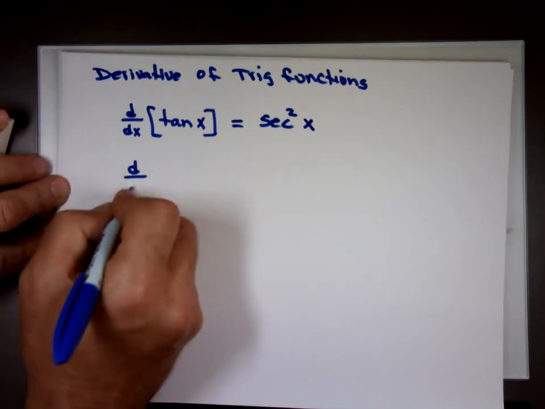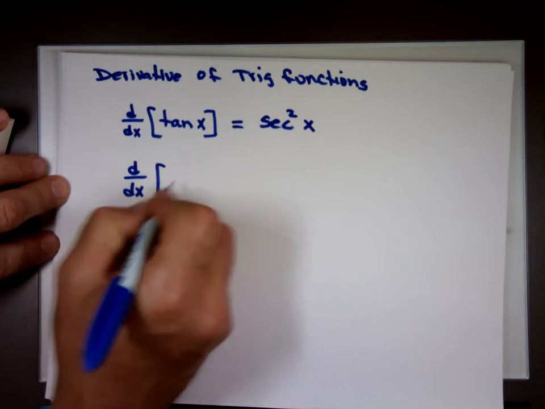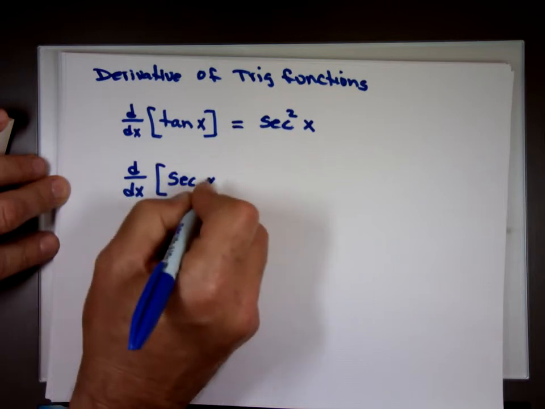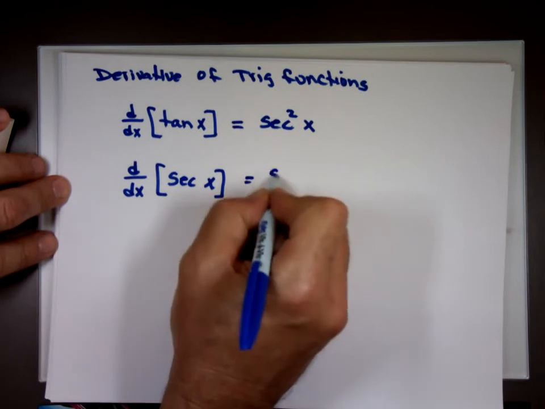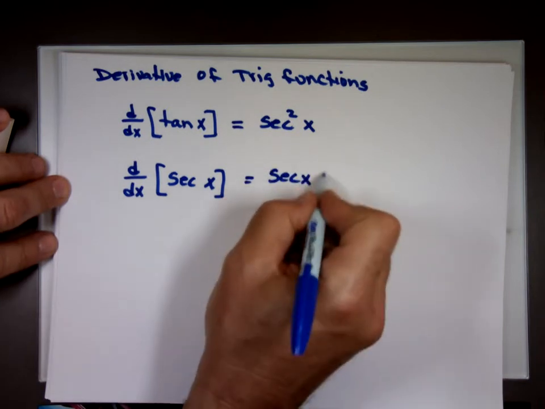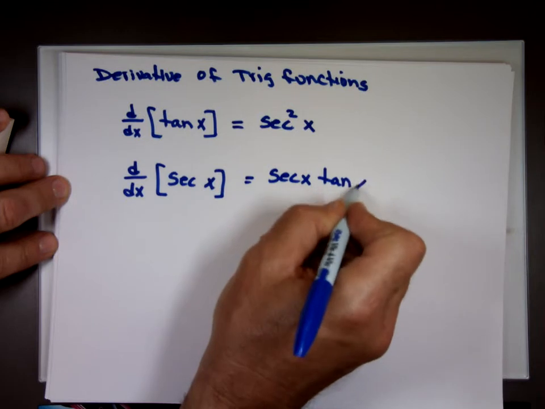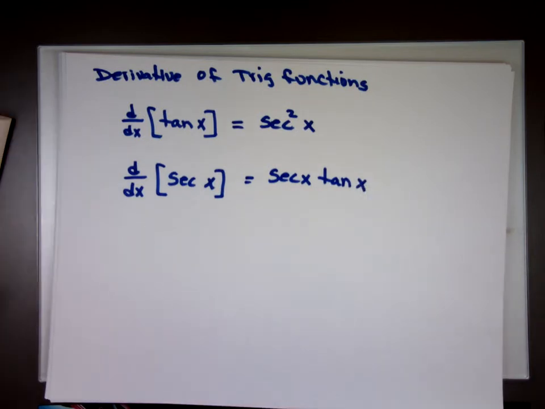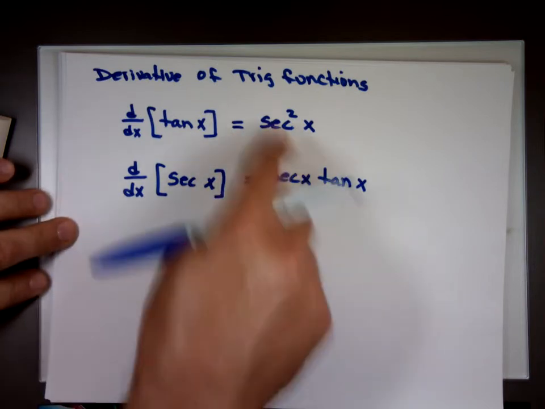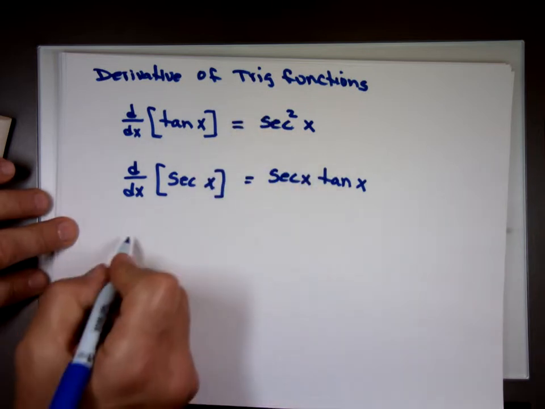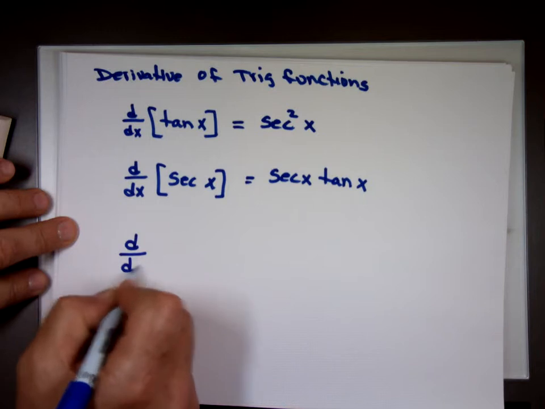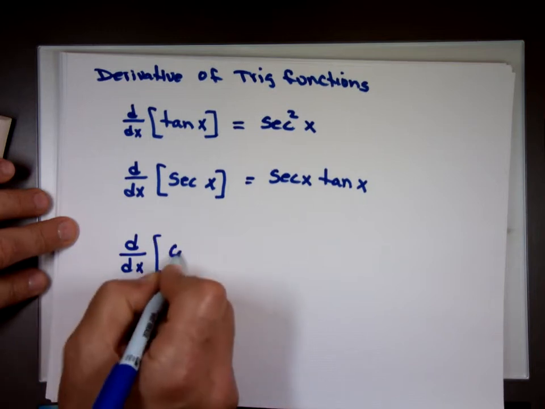What's the derivative of the secant of x? It's secant of x tangent x. Now, I'm going to add two more, but the good news is they're very similar to this. Once you memorize these two, the other ones you can finagle, massage it a little bit, whatever you need to do to figure out what the answer is.